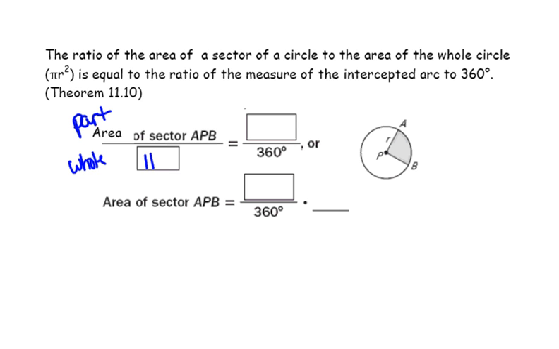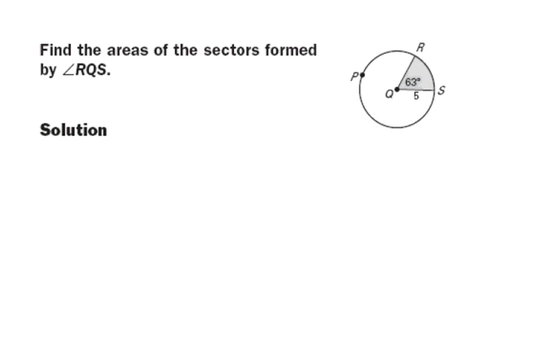So it would be my area of a circle, which would be pi r squared. And then this would be my part of the degrees. So this would be my central angle or my arc measure, depending on which one I'm given, over the whole number of degrees. Okay, and then this is just this formula solved for the area of the sector. All right, let's go ahead and use this.